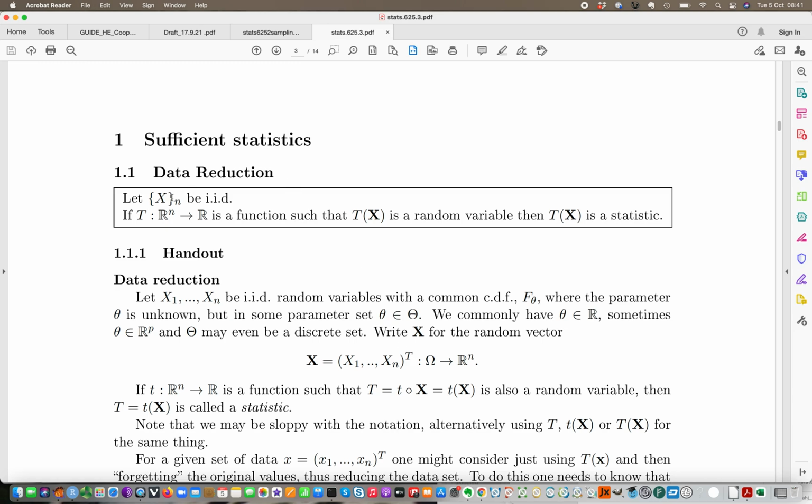Now, if we have a sequence of random variables, then we can take a look at functions of these random variables. And of course, there are limits on what functions we want, because we need the result, the combination T of X, to be another random variable. If you're not sure what this means, you need to go back and see. This basically means that it's a measurable function. Now, if T of X is a random variable, then we call this a statistic.